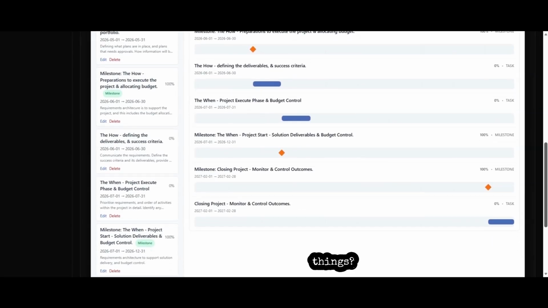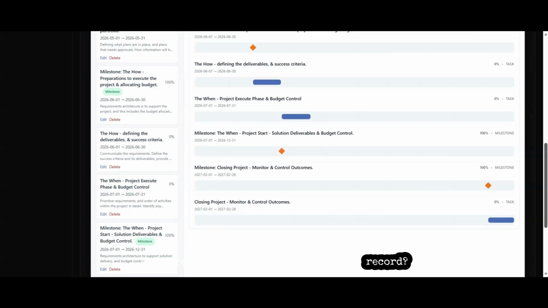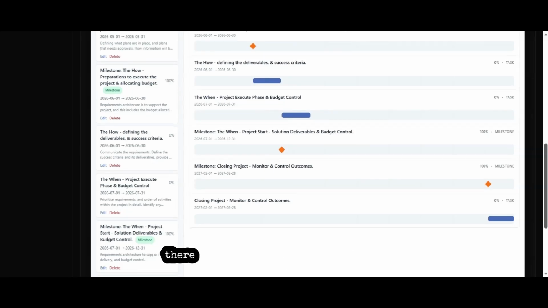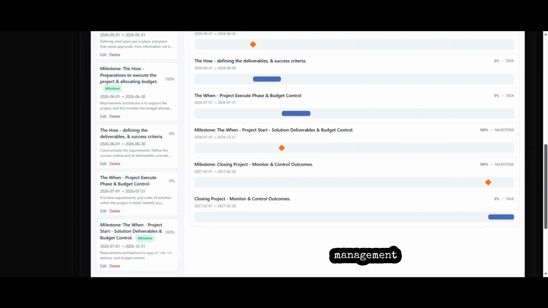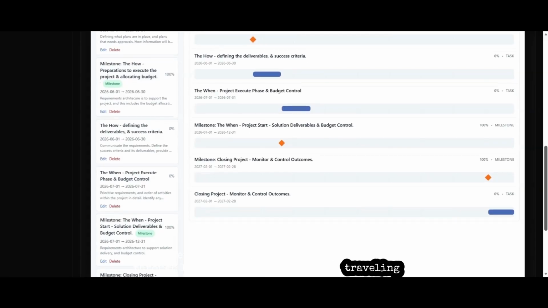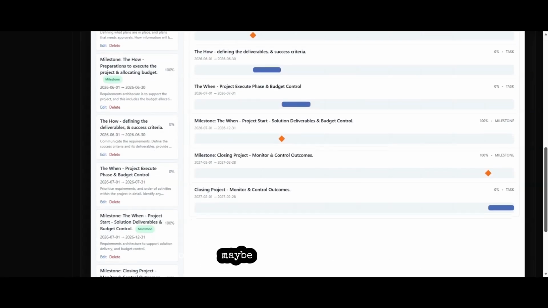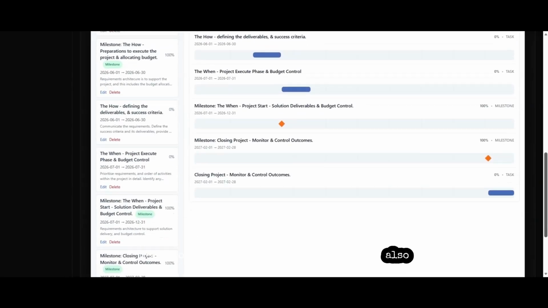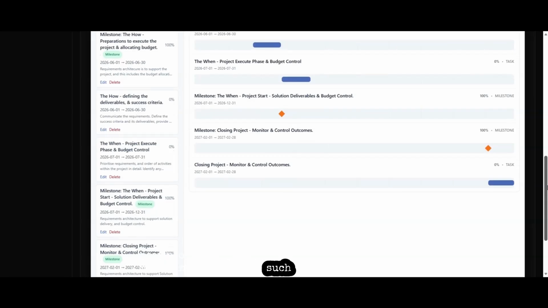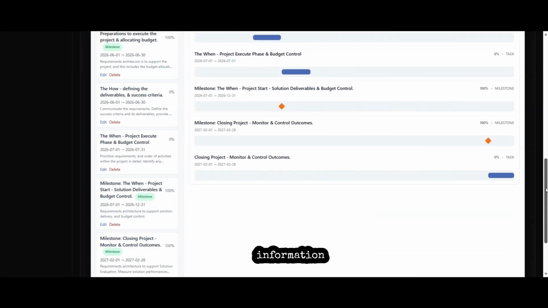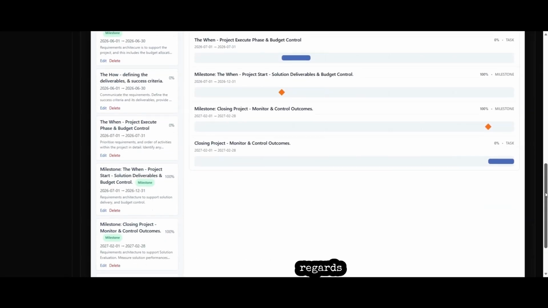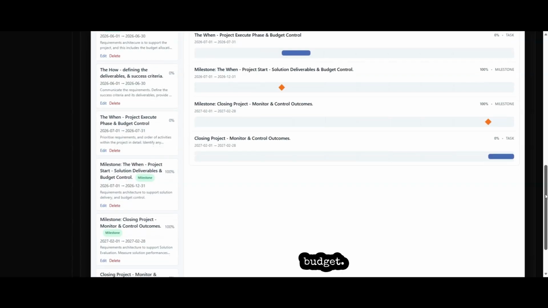Are you going to record things? What are the kind of things you're going to record? Are you going to take photos of things? What are the things? Is there going to be blueprints? Is there going to be information management through lots of different meetings or traveling to meet people, or maybe different chats, and also managing information such as the budget itself? What kind of information do you need to manage with regards to preparing for the budget?